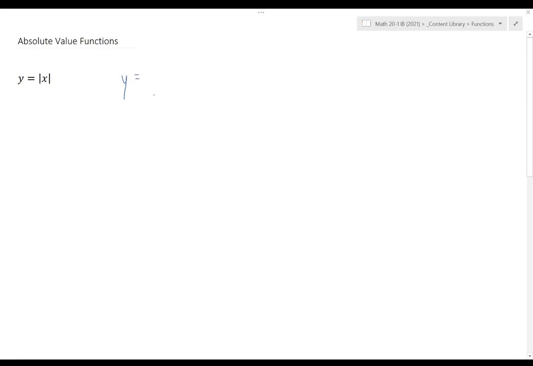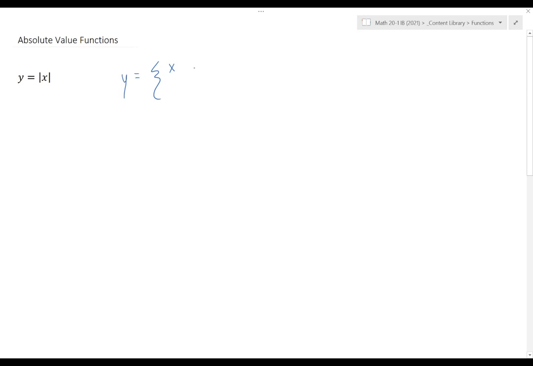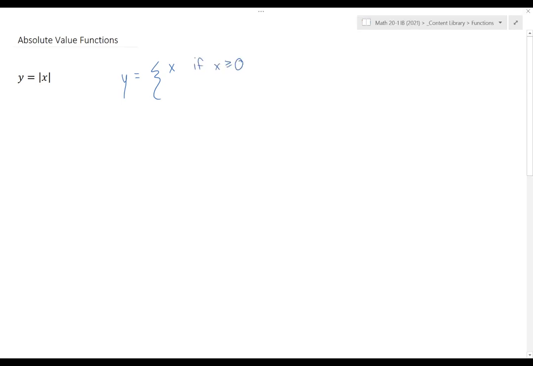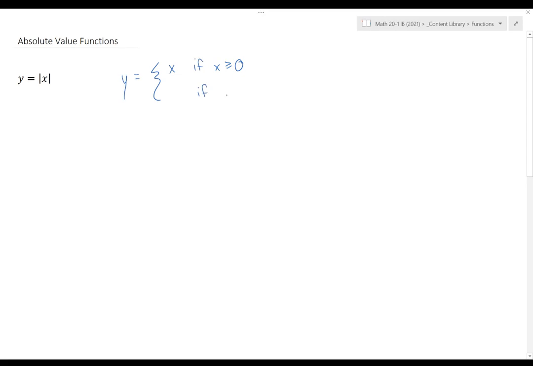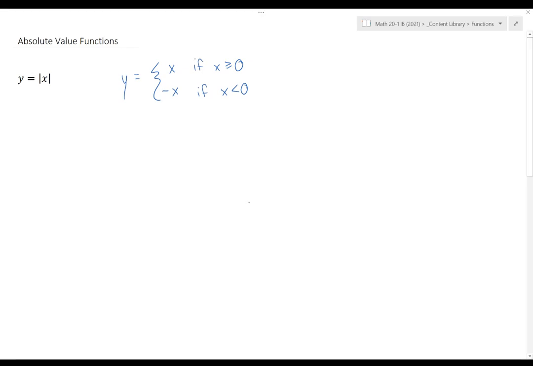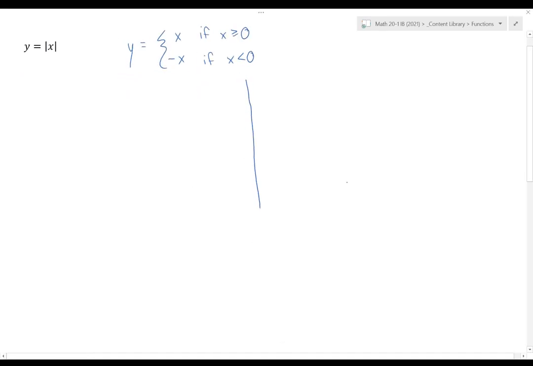Specifically, the absolute value of x will just be x if x is already greater than or equal to 0. But if x is less than 0, then I need the opposite of x. In other words, if x is negative, I need to make it positive. So basically, I have two linear functions, y equals x and y equals negative x, each of which is valid in a different part of the domain.